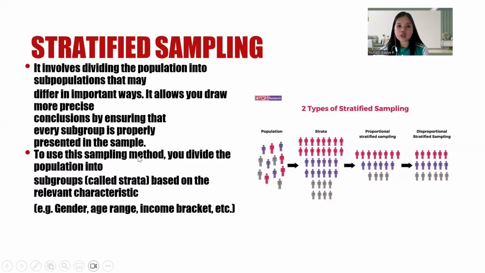Now, to use this sampling method, you divide the population into subgroups or strata based on a relevant characteristic. So you can have strata of gender, age range, income bracket, and etc. Here in SLSU, the most appropriate one is the strata for degree program. I think that's the best strata to implement here in SLSU, the degree program.